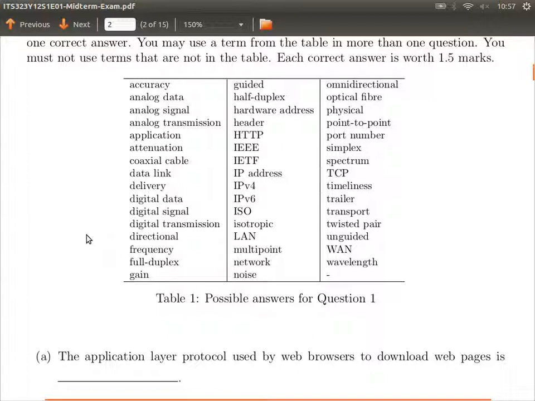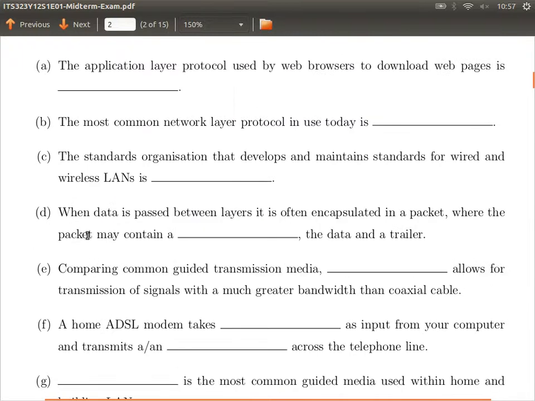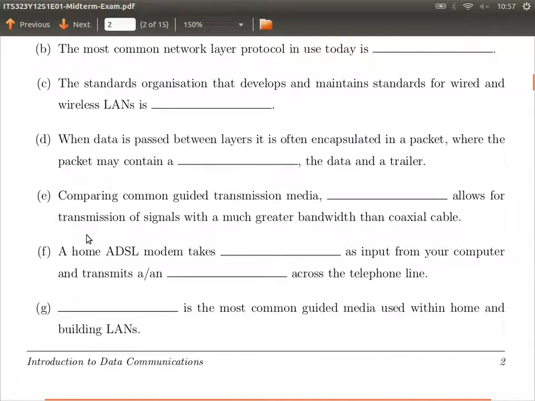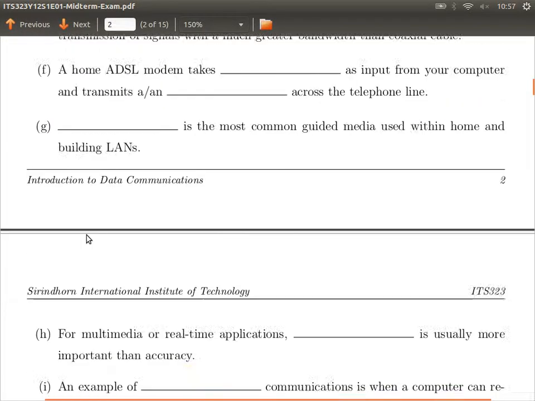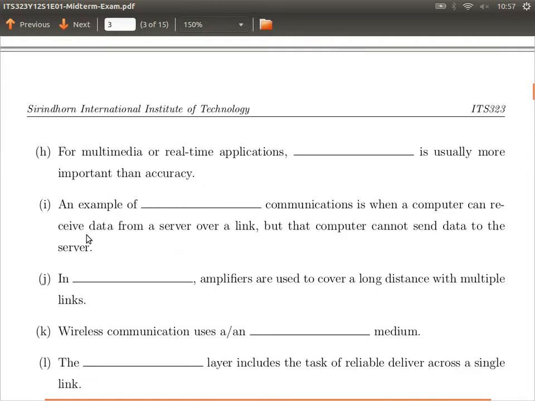And you may reuse answers. There may be multiple questions with an answer of HTTP. That's okay. Just because this one's HTTP doesn't mean the others are not. So fill in the blanks there. I will not go through them now. You can look through and practice them. Even in previous years, this is 2012, there may be even some example fill-in-the-blanks. All of them are online, as are the answers.